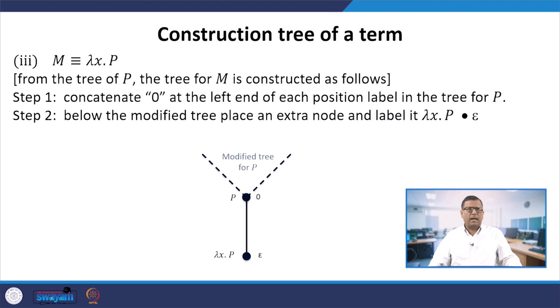Now we have an abstraction like lambda x dot P. That means we are given the tree of P, and we are trying to construct the tree for lambda x dot P. Again as before, this was the tree for P, and this is the new node that we have obtained. We are placing one extra node and labeling it lambda x dot P, epsilon, and here we are going to concatenate 0 at the left end of each position label in the tree for P. So if there was any other node here, we are going to place 0 at the left end of each of its position labels. So this completes the definition of the construction tree of a term.